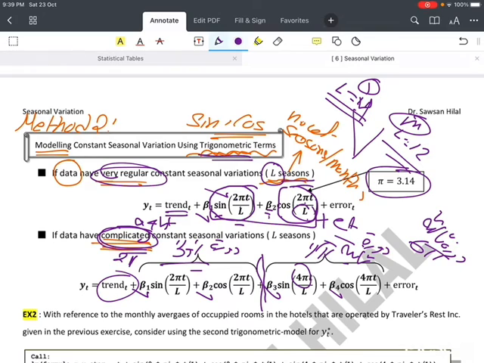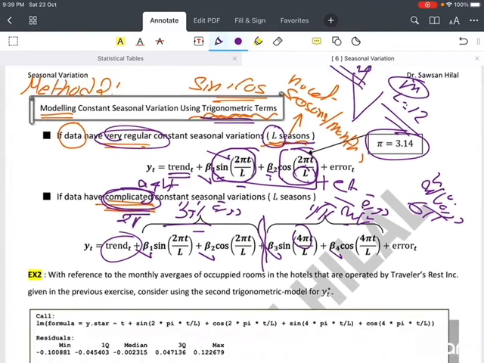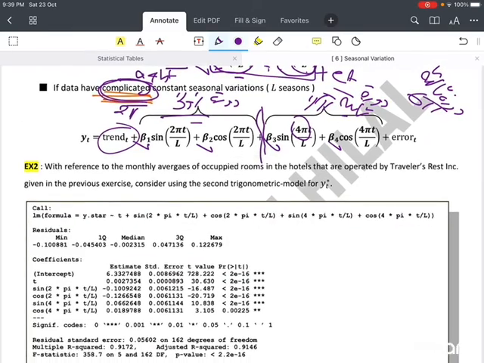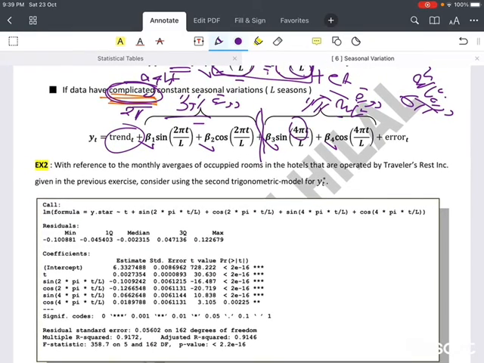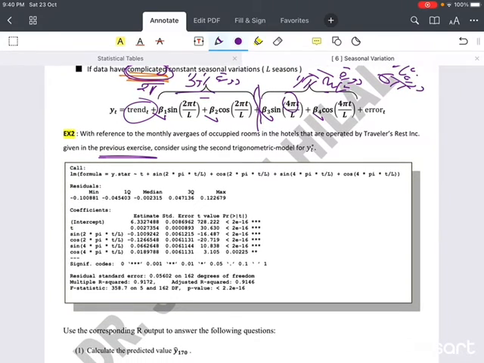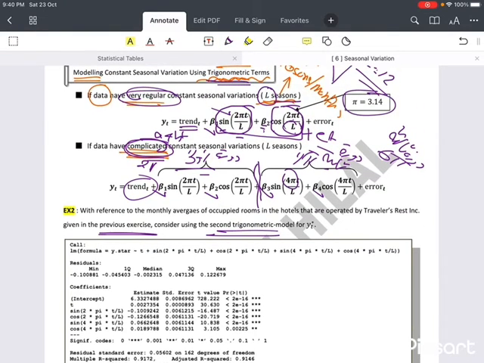Yes. Then we will go for the exercise. With reference to the monthly average of occupied rooms in the hotels that are operated by Travelers Rest Inc., given in the previous exercise. So the data for the question is the one before. Consider using the second trigonometric model. That means choose the second model. You will use this model. Okay?